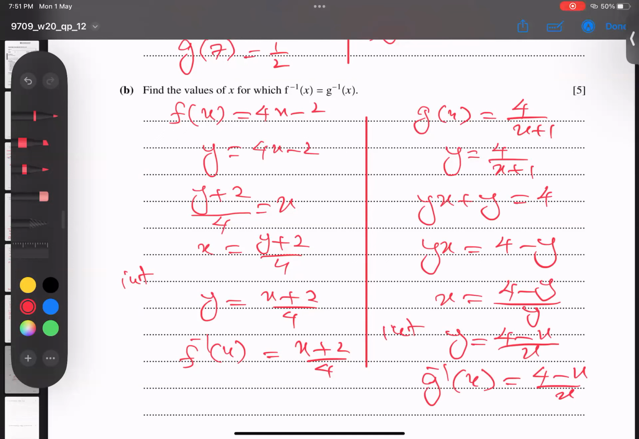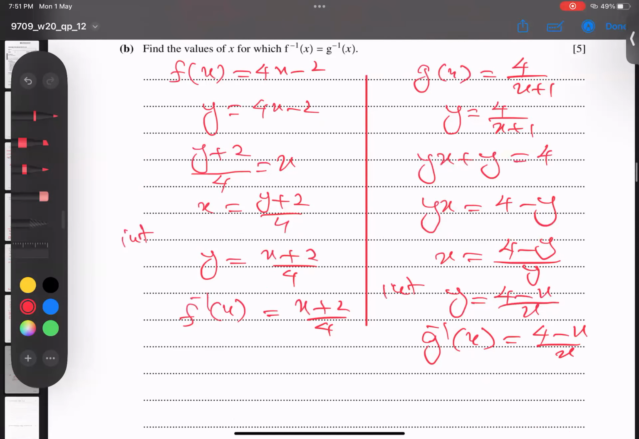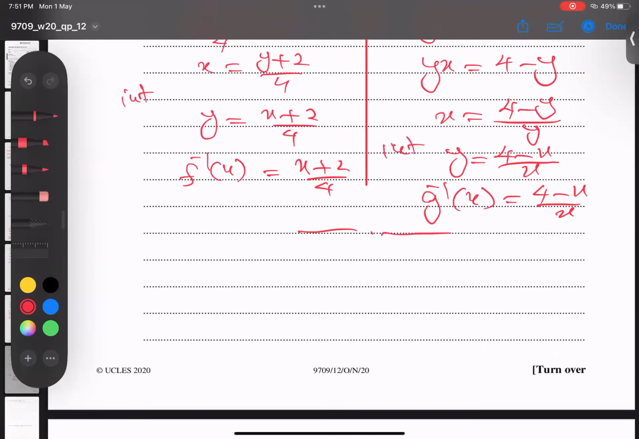According to the situation, let's go for the next part. So we have to go for both inverses. I got it. And now I'm going to solve. And solving means what? Put them equal to each other. So (X plus 2) over 4 is equal to (4 minus X) over X. Cross multiply: X square plus 2X equals 16 minus 4X. So bring it here.